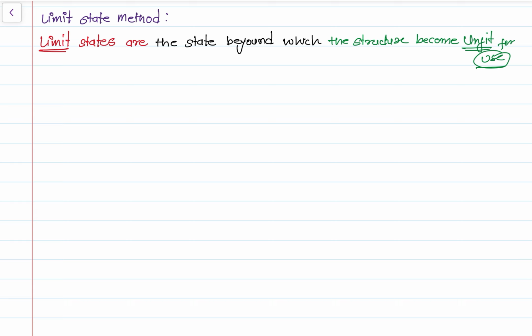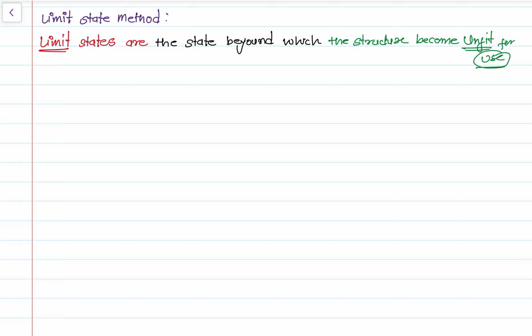Now in this lecture I am just going to distinguish the limit states, and in the next lecture I will provide a detailed understanding of the limit state. The limit state has two categorizations, that's what you need to understand: limit state of strength and limit state of serviceability. So here we have two classifications.